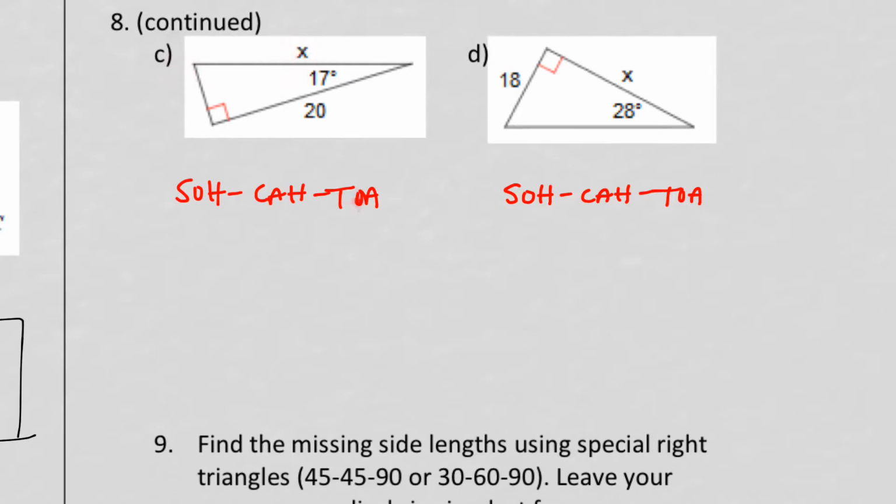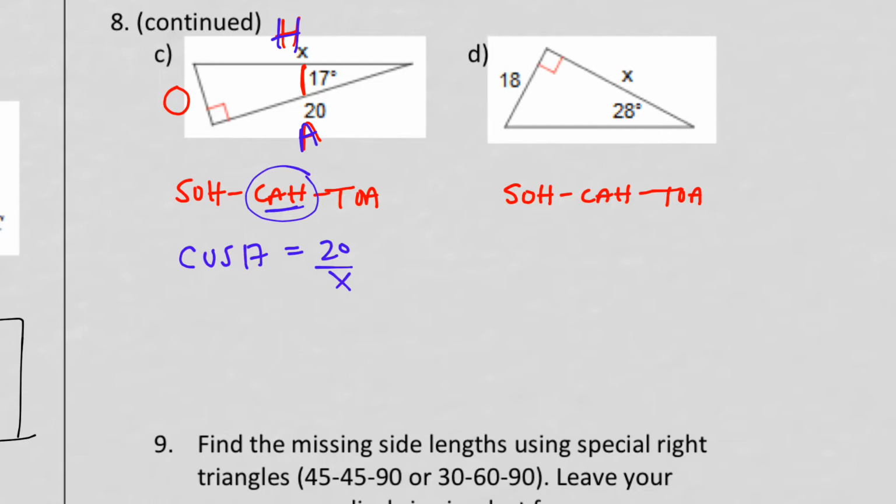So SOHCAHTOA one more time. Again, picking my reference angle, identify my hypotenuse, my opposite side, and my adjacent side. And in this case, notice how in this example, I can't use the opposite side. There's no value for me, but I can use adjacent and hypotenuse. So AH is going to be cosine. So I can write cosine of 17 degrees equals adjacent over hypotenuse.